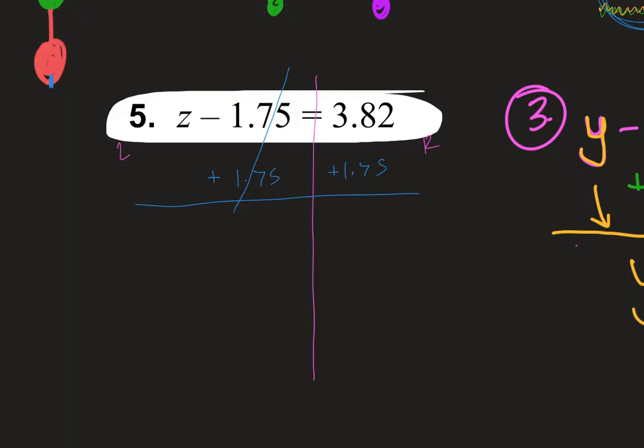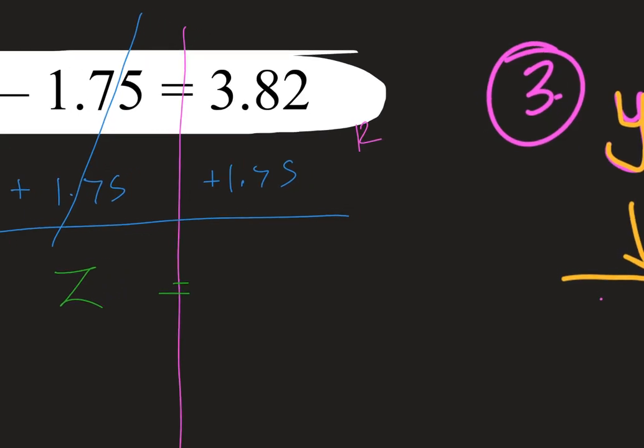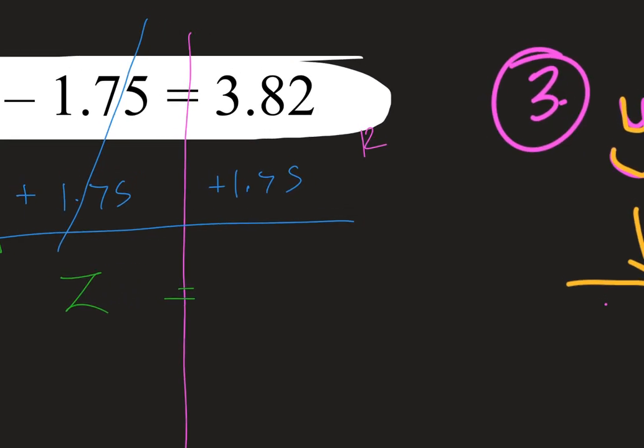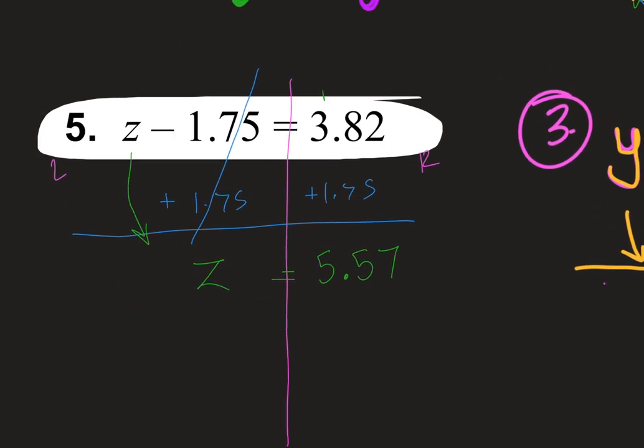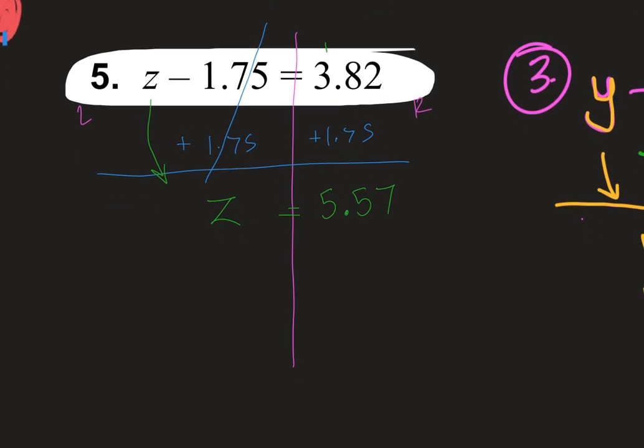These cancel out because negative 1.75 plus 1.75 is 0. This z is now just z. And now right here, we're just going to add. 2 plus 5 is 7. 8 plus 7 is 15. Keep the decimal. 1 plus 3 plus 1 is 5.57. So to check my answer, I'm going to take this and plug it in right up here.